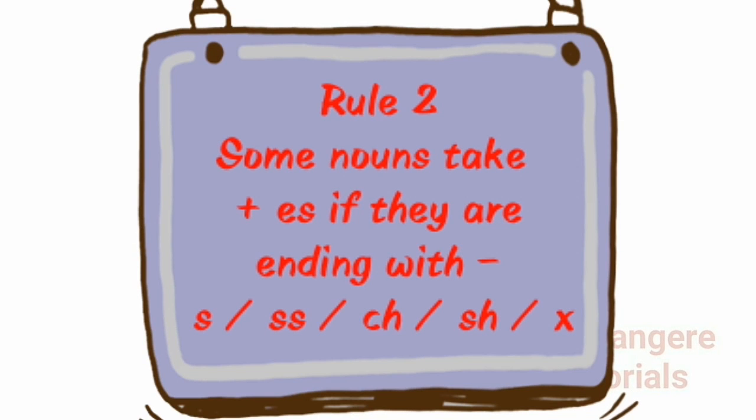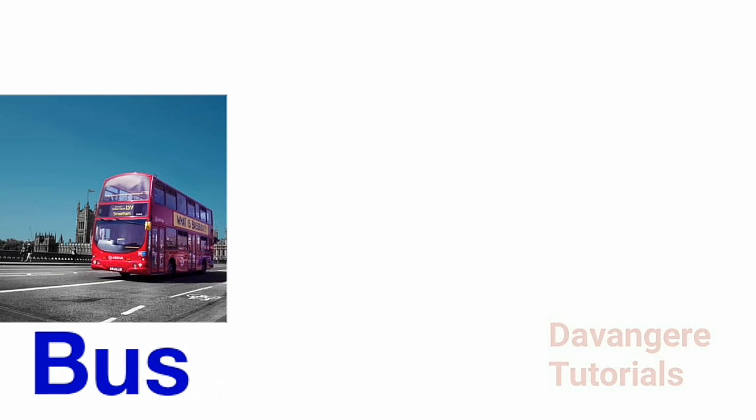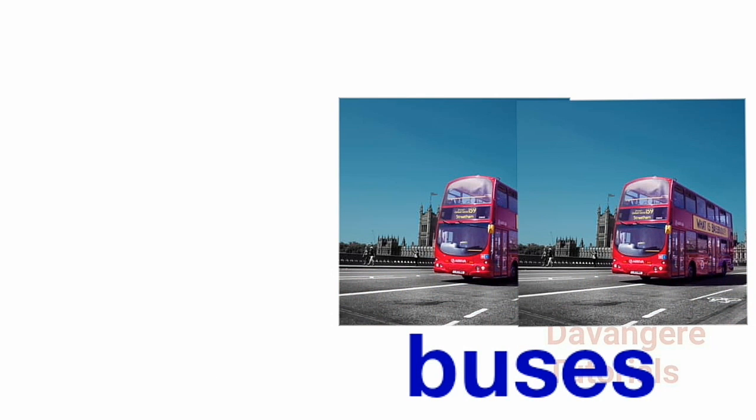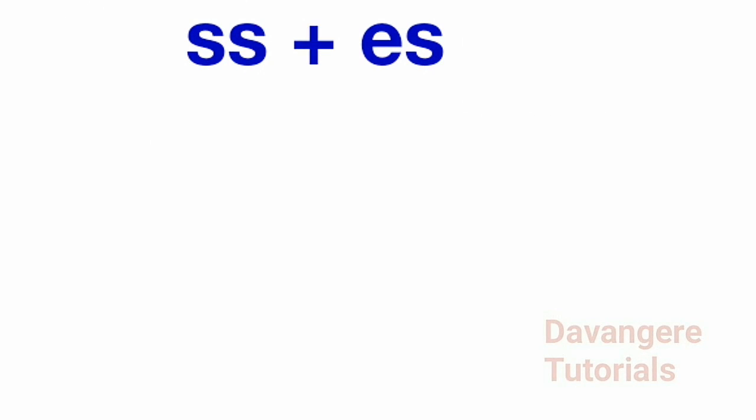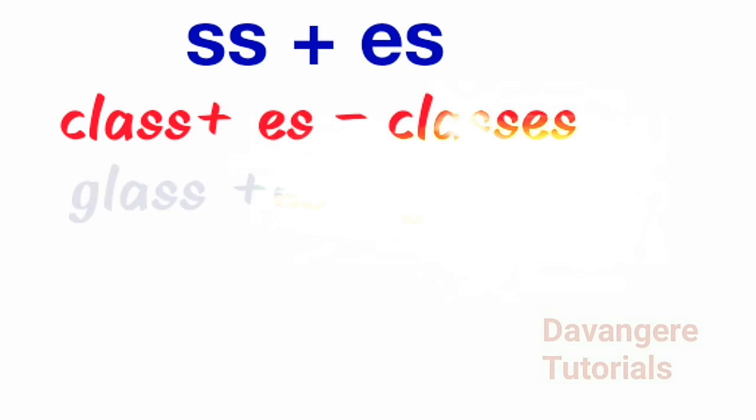Let's move to the second rule. When the words end with S or SS, CH or SH, or X, you have to add ES to make them plural. Let's see some examples. Bus. When we add ES to it, it becomes buses. We have just added ES to make it plural. That's right. If a noun ends with SS, you have to add ES to it.